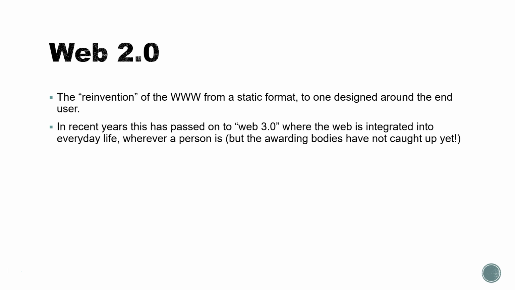Now, in recent years, it's actually passed on to Web 3.0 because it's gone beyond that, but the actual awarding bodies are a bit slow on the uptake with this, and you won't see Web 3.0 in many places. And basically what you're looking at is the web is now everywhere. You're looking at theories such as IoT, Internet of Things, and it's everywhere you go. You get suggestions on your phone when you're walking down the high street, saying you bought a Blu-ray the other day and you're passing HMV, and this is what you could buy from here. So it is basically everywhere now.